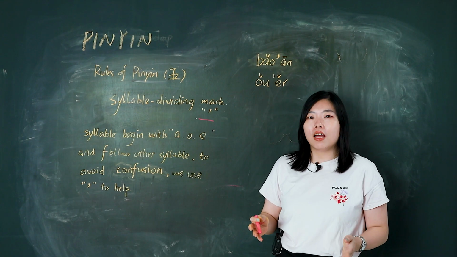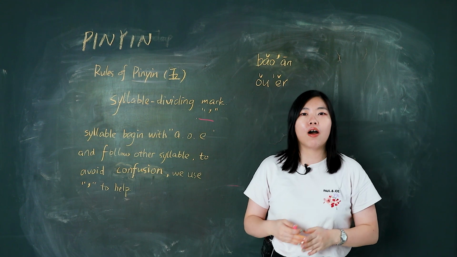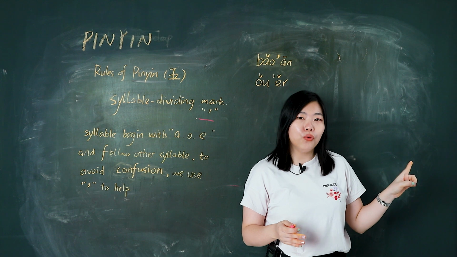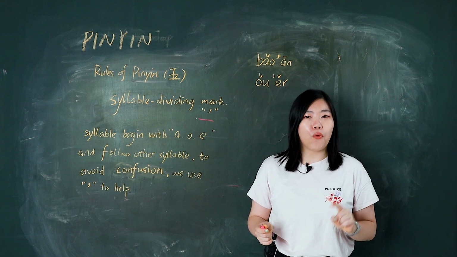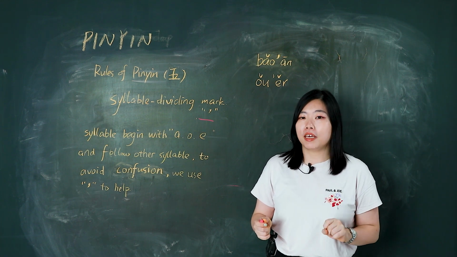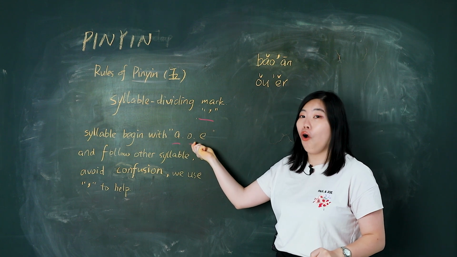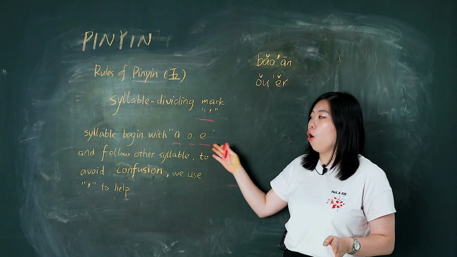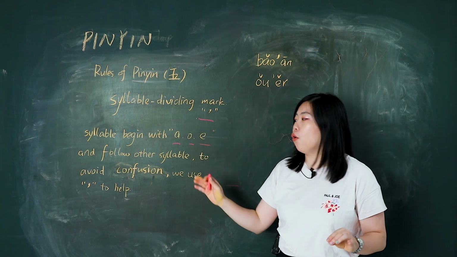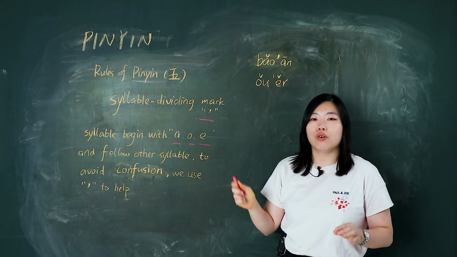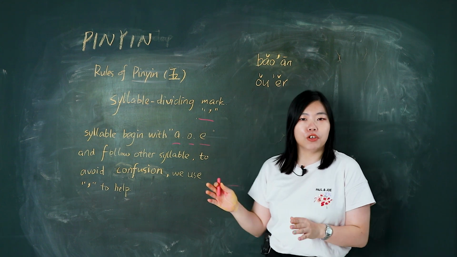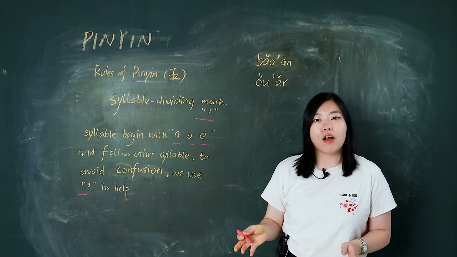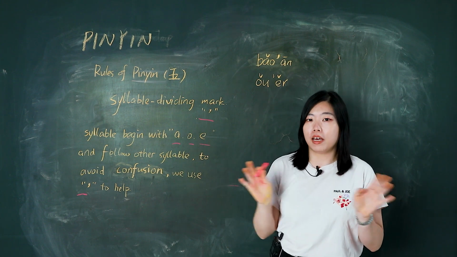So just now, in the last video, we talked about what happens if a syllable begins with I, U, Ü. Now in this video, we're talking about a syllable that begins with A, O, E. If a syllable begins with A, O, E and follows another syllable, to avoid confusion, we will add this syllable dividing mark to help you not make any mistakes.